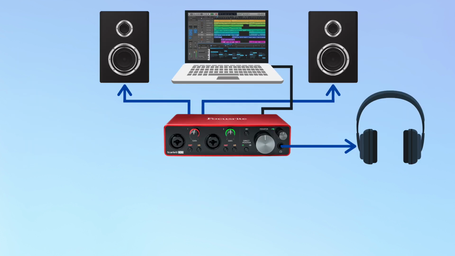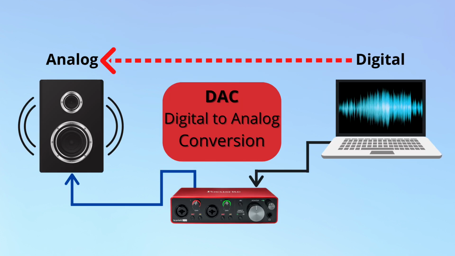You also need an audio interface to get audio out of your computer. That way it can be heard through headphones or studio speakers. So its second job is to convert a digital signal, such as an audio file, into an analog one. Now you can hear your audio or music coming from your audio software.